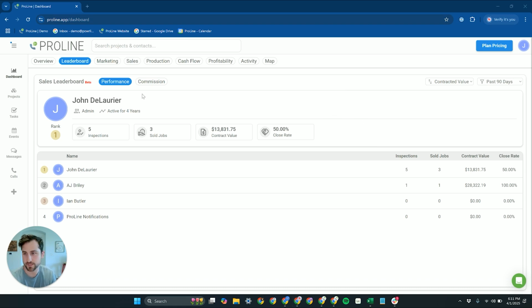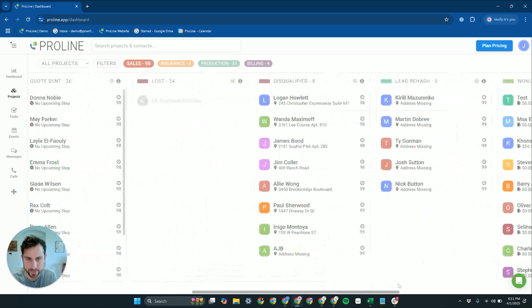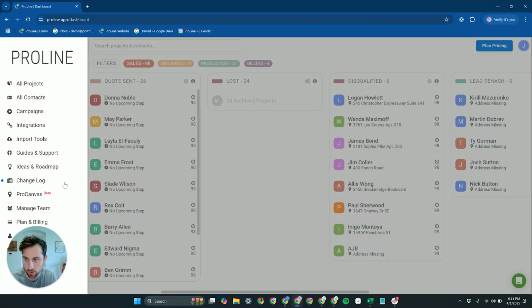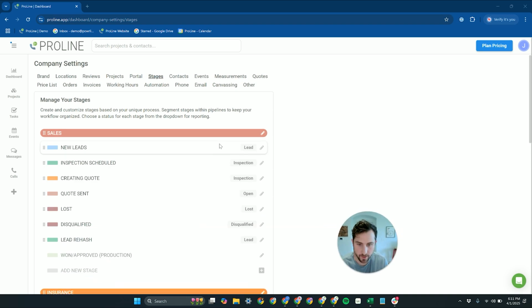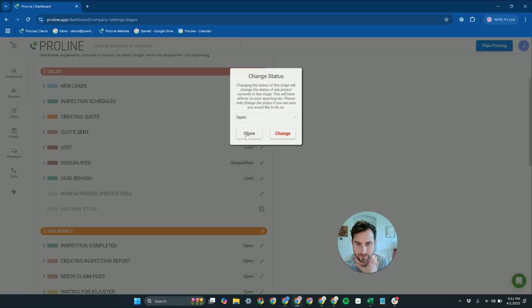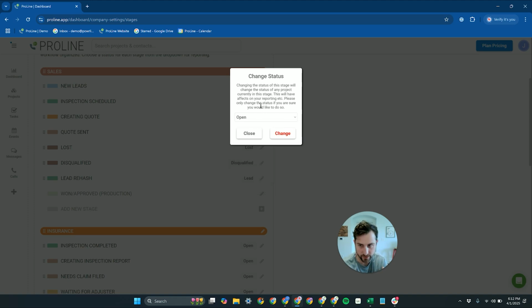So I want to take a step back and also look at how we're getting these numbers that are on these reports and on the leaderboard. All of this is driven by the statuses, which are linked to your different stages. The stages in ProLine are all customizable, so we can go look at those. But because they're customizable, we have our status system, where you can assign a different status to a stage, but the statuses themselves are not editable. These are static across all ProLine accounts, and you just choose which status goes with which stage.